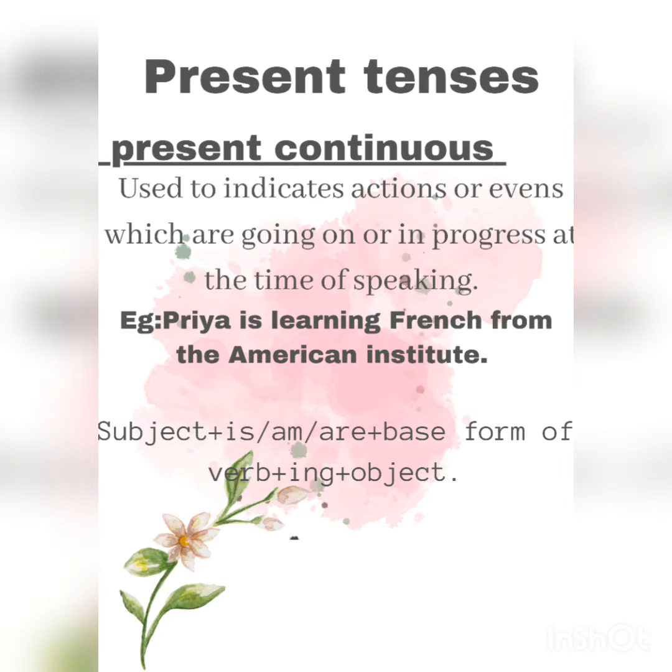Next one is present continuous. Present continuous is used to indicate actions or events which are going on or in progress at the time of speaking. The form of present continuous is subject plus is, am or are plus base form of verb plus ing plus object. For example, Priya is learning French from the American Institute.